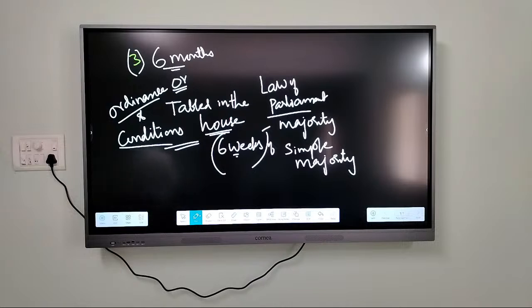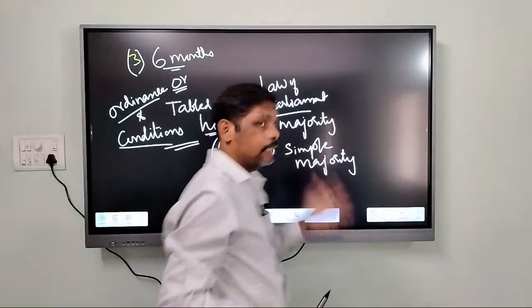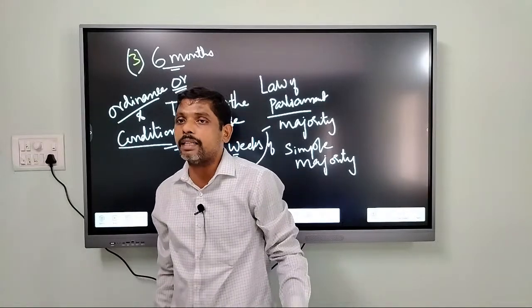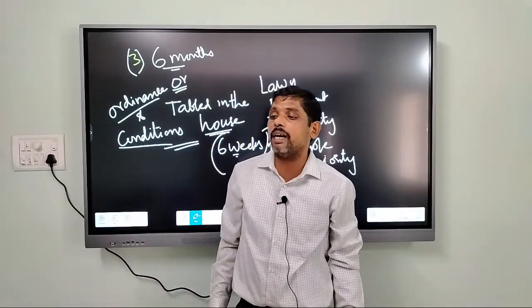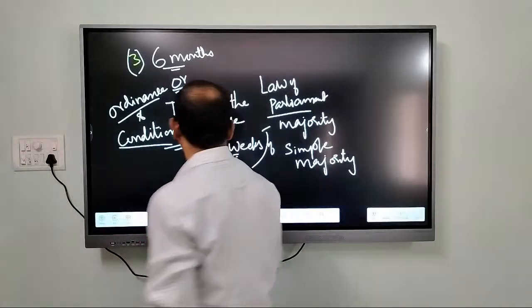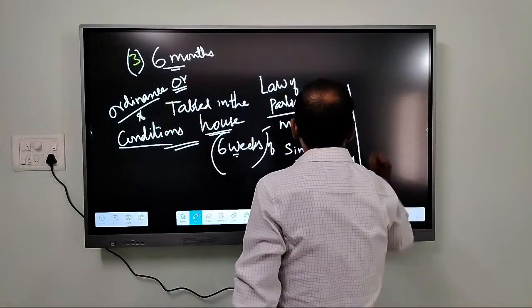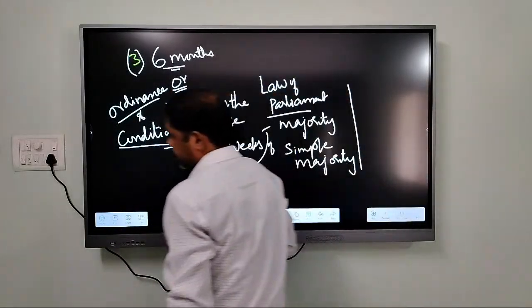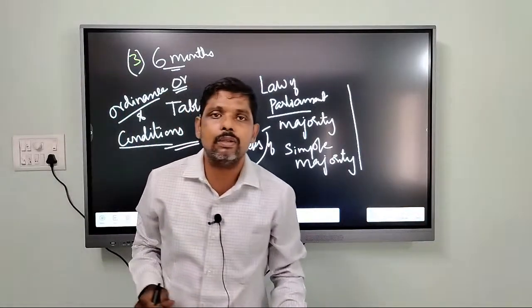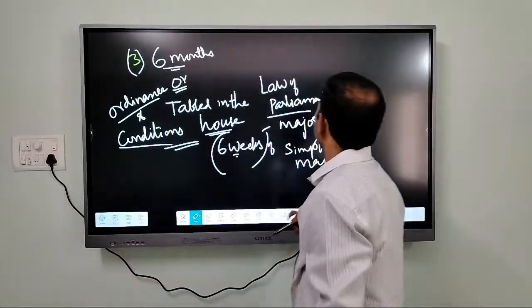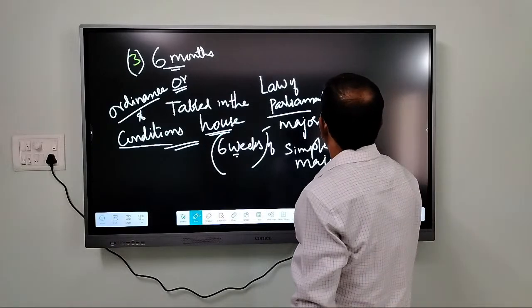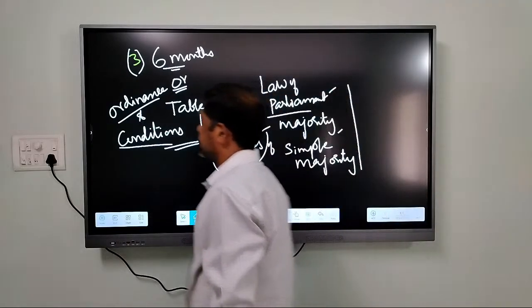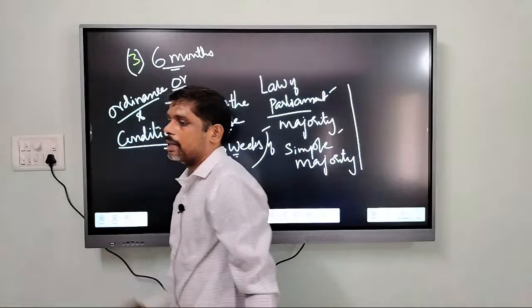So it is not mandatory to issue or to pass the ordinance. So it is up to the parliament. Parliament either can pass the ordinance or it can reject the ordinance. All right. So this is what about the procedure for passing the ordinance.